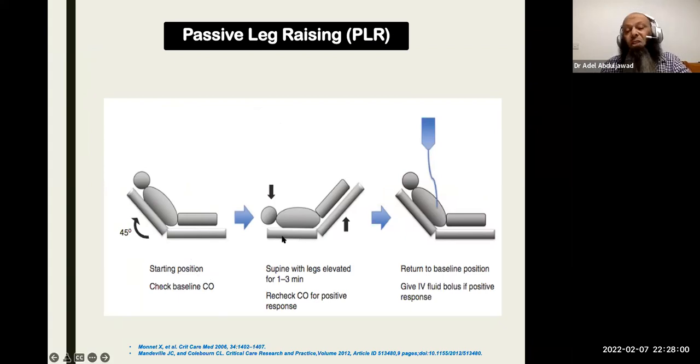Then the next step, you put the patient supine with the legs elevated for 1 to 3 minutes, and you recheck the cardiac output for a positive response. Adhere to those two steps of positive or negative passive leg raise for assessing the fluid responder. Then the third, you end by returning to the baseline position, and you give the fluid bolus if you found a significant increase of the cardiac output, and here you consider the patient a fluid responder. But if the answer is no, of course, you return the patient and you will not give fluids.